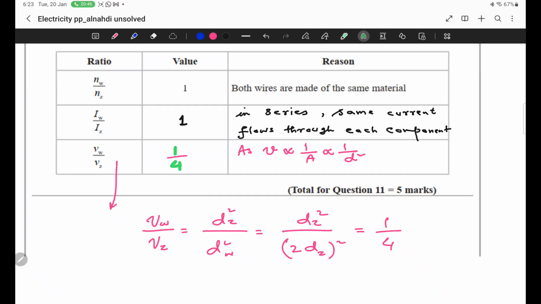Ratio is 1/4. Reason: drift velocity is inversely proportional to diameter square. I think you should show calculation in this way so that the examiner can mark you 4 out of 4, because you have explained in all the ways: answer, reason, and you are showing calculation.